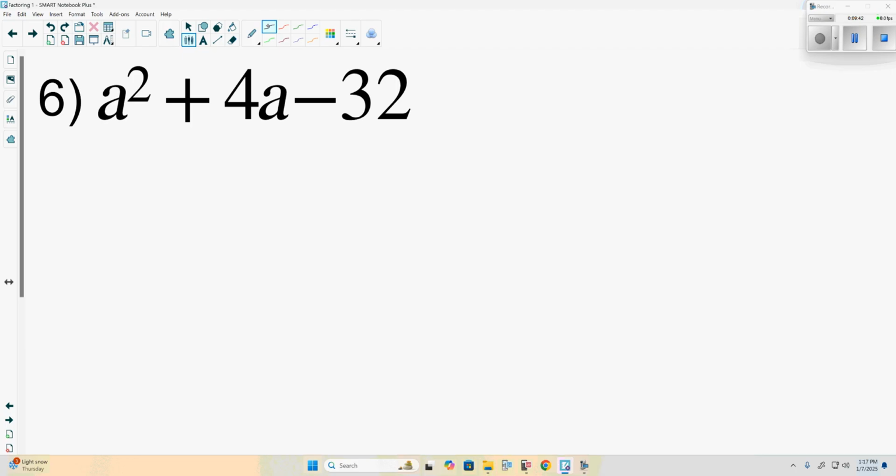Let's look at this one here. A squared plus 4a minus 32. Is there a greatest common factor between these three terms? No. So we'll move on to step 2, our two sets of parentheses with three spaces.